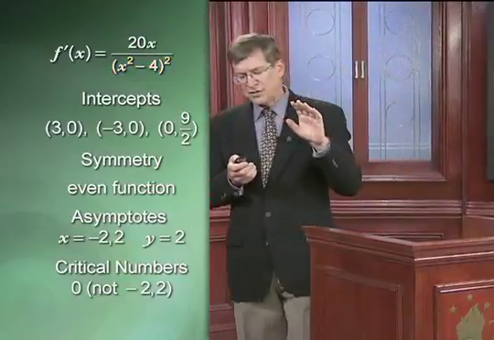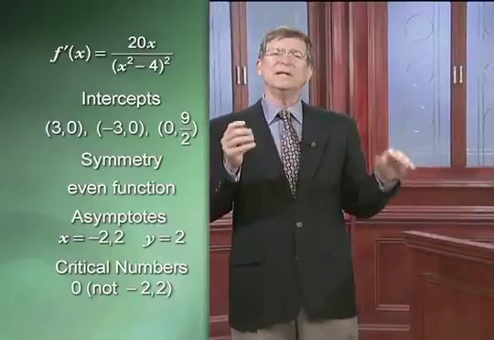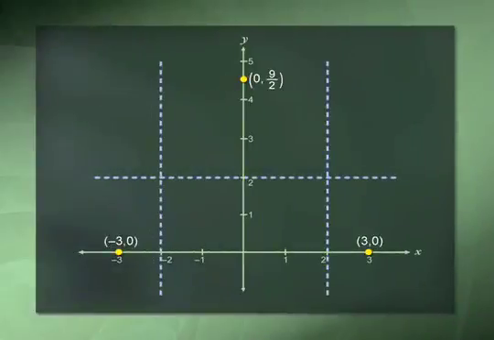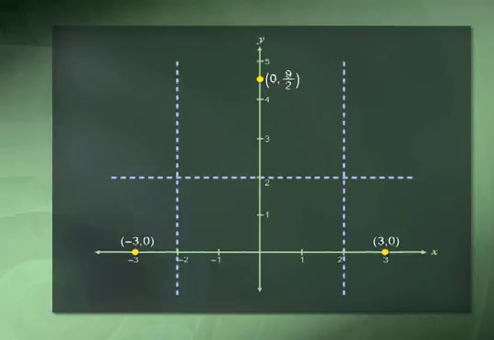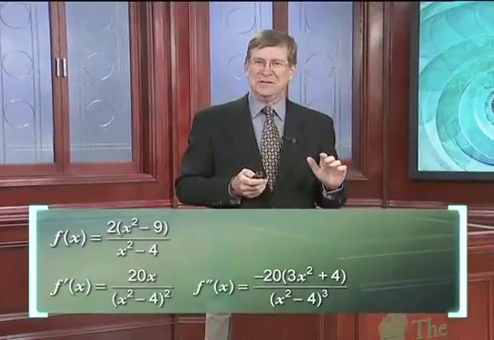So what I suggest at this stage is draw a preliminary graph. Here I've indicated 2 vertical asymptotes at 2 and minus 2, a horizontal asymptote at y equals 2, the intercepts at (3, 0), (minus 3, 0), and then up on the y-axis at (0, 9/2). Somehow our graph has to fit into this picture. Well, we haven't used much calculus yet.